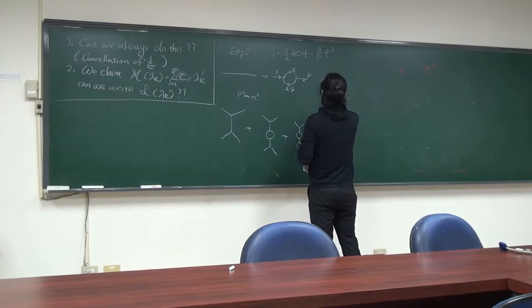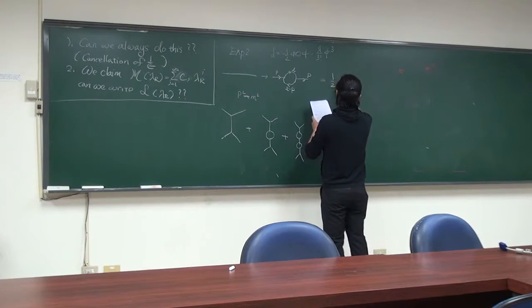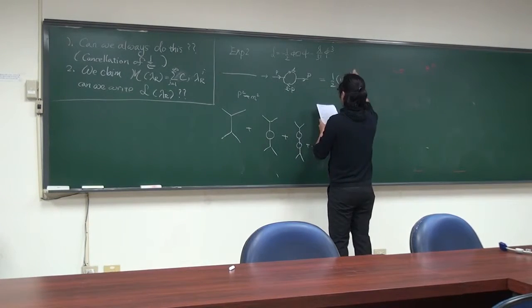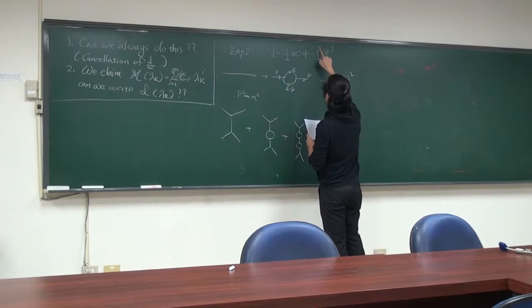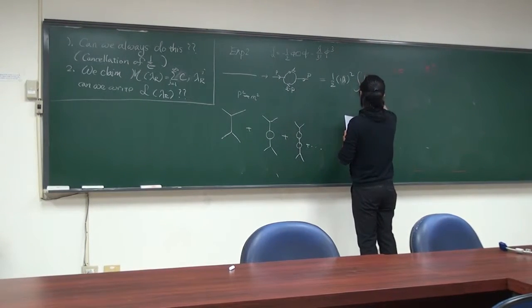So here the answer is going to be just this graph. The answer is just going to be 1/2 i lambda squared, because there are two vertices, so there's a lambda at each. And so we're going to do this integral again.